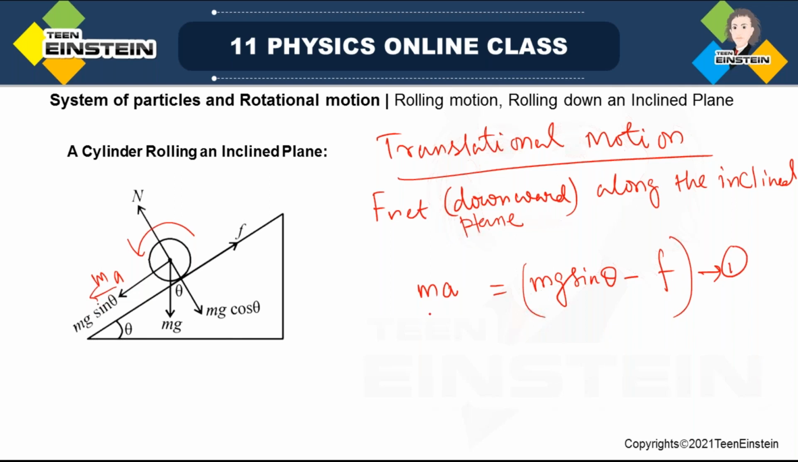Now I'll try to find out what is giving the torque. I have told you that the frictional force is responsible for giving torque. Frictional force is acting this way, right? And it is rotating. Suppose it is rotating about its own axis of rotation, the cylinder's axis. So what is the torque? F into R.